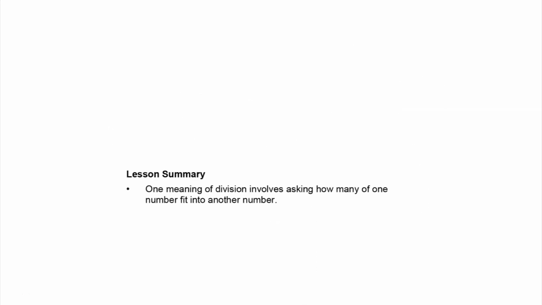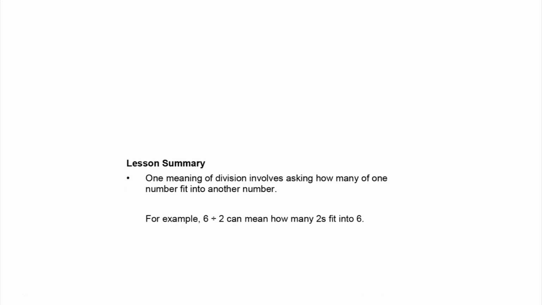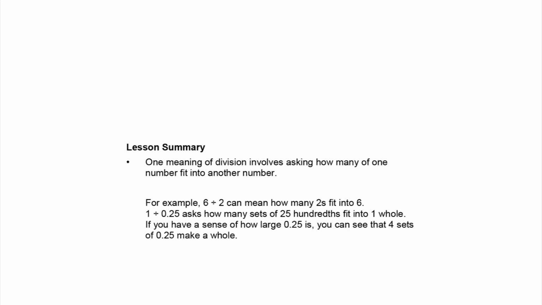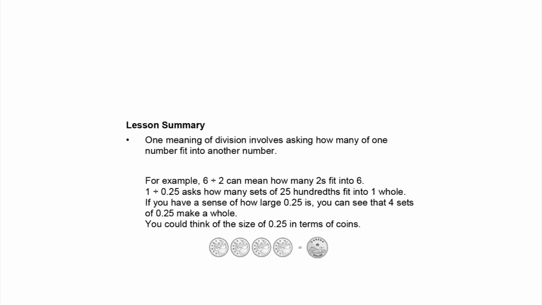Lesson summary. One meaning of division involves asking how many of one number fit into another number. For example, 6 divided by 2 can mean how many 2's fit into 6. 1 divided by 0.25 asks how many sets of 0.25, or 1/4, fit into one whole. So if you already have a sense of how large 0.25 is, knowing that it's a quarter, you can see that 4 sets of 0.25 make up a whole. And if you think about currency, our 25-cent pieces, if you have 4 of them, they equal 100 cents or a loonie.